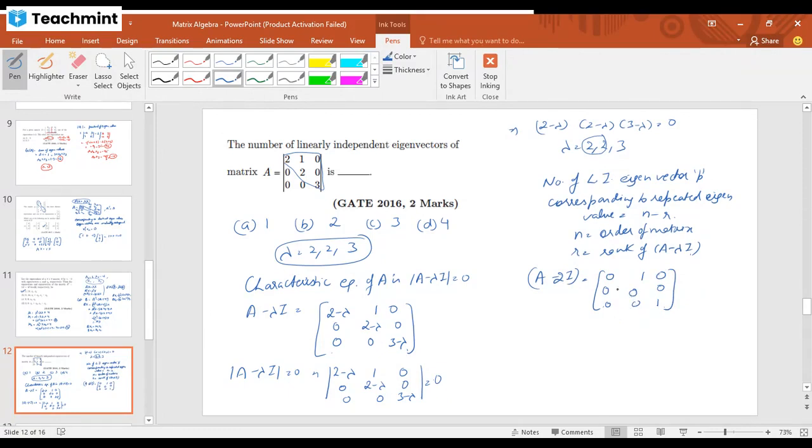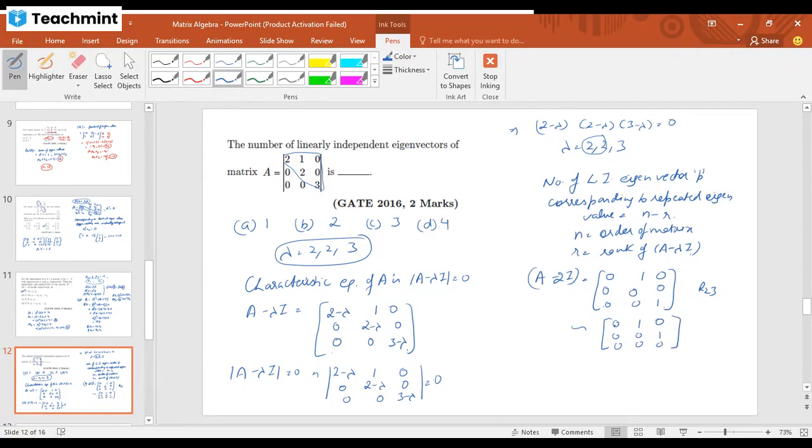Now, if we try to reduce it into row echelon form, already here we have a 1, 0, here we have a 2, 0, here it is completely 0. So we can interchange the second row with the third row. Then it is a row echelon form: 0, 1, 0, 0, 0, 1, 0, 0, 0.